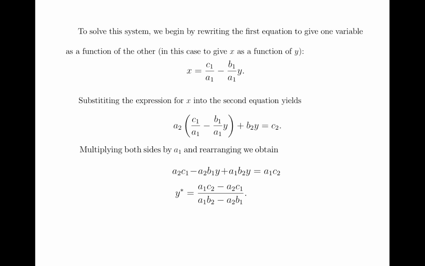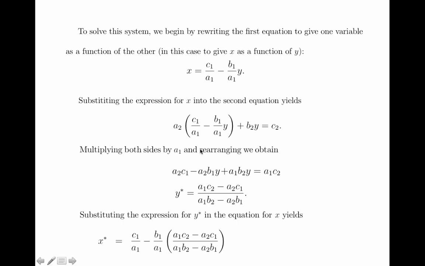Now we have to find out the solution value for x. Can you tell which is the easiest way to find out the value of x now? The easiest way would be to take this value of y that we have now derived and go back to this equation where we have already expressed x in terms of y and substitute the solution value of y that we just derived. That will give us this equation now: x equals c1 over a1 minus b1 over a1 times the value of y that we derived above. Now if you simplify this further, you get this expression.